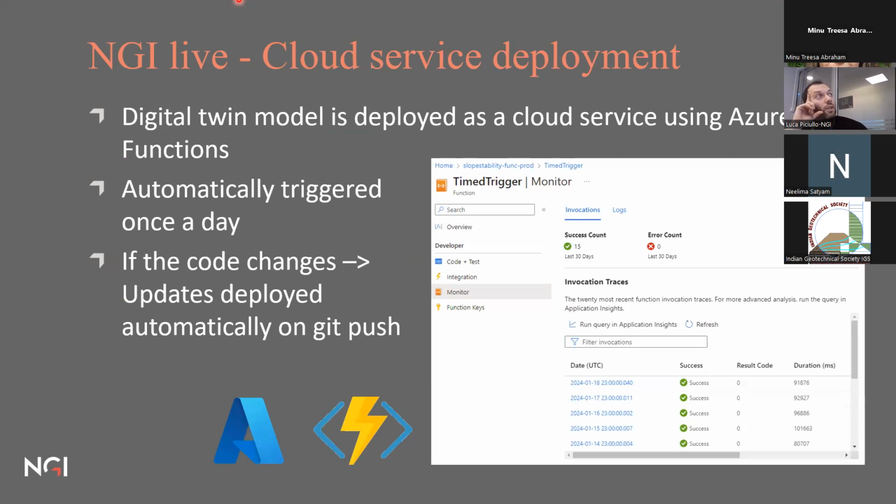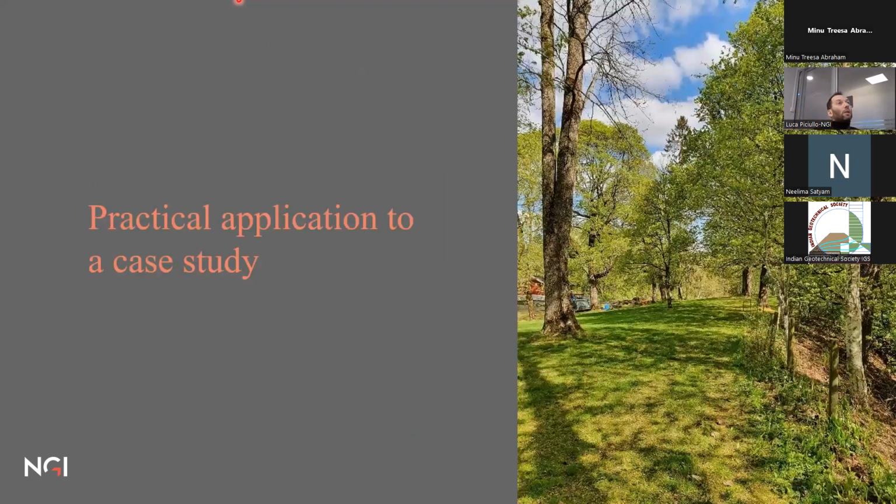Then the digital twin model is deployed as a cloud service using Azure Functions, and it's automatically triggered every day. So the data gets updated every day automatically. And then if the code changes, the updates are deployed automatically on Git push. This is what we are doing. Now, let's see how we have done all these things in a practical application, in a case study.